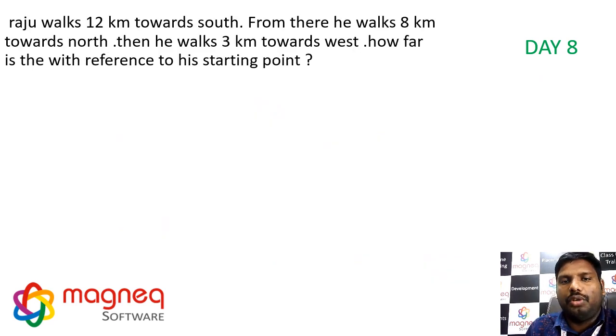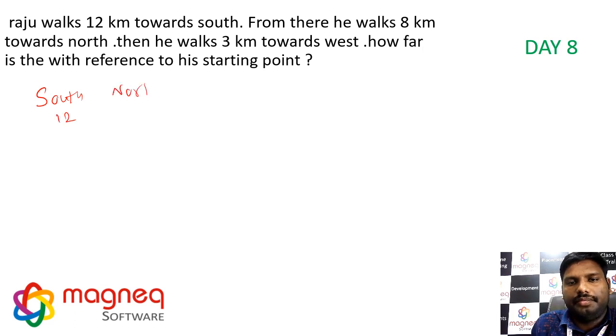Raju walks 12 kilometers towards the south. From there, he walks 8 kilometers towards north. Then he walks 3 kilometers towards west. How far is he with reference to his starting point? So, south 12 kilometers, north 8 kilometers, and west 3 kilometers. By using direction method, south and north.